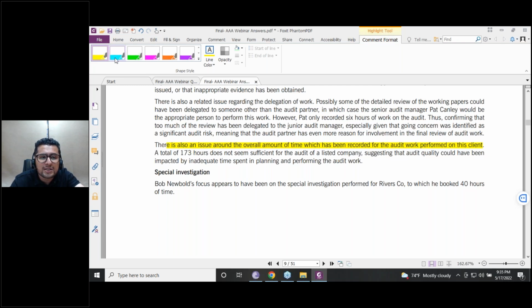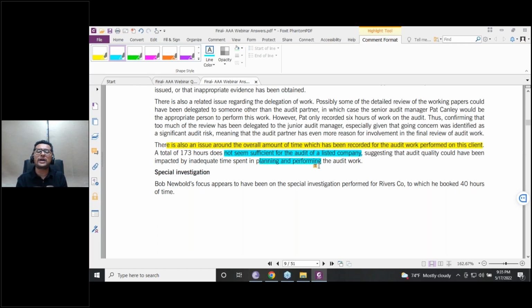These 173 hours do not seem to be sufficient for the audit of a listed company. As a result, there could have been compromises on audit quality. Maybe inadequate time was spent on planning and performing the audit. Remember these two words: planning and performing the audit.